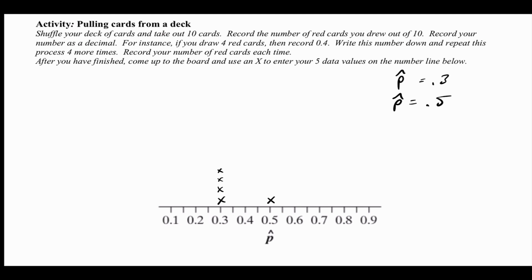So this is our class data. 0.4s. Just put it on your fingers. Both times you got a 0.4, show me a one or a two so I can count fingers. One, two, three, four. Okay, so four X's here.